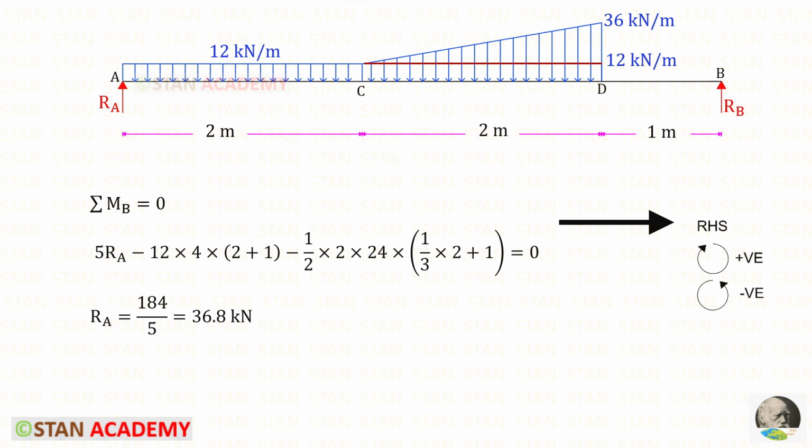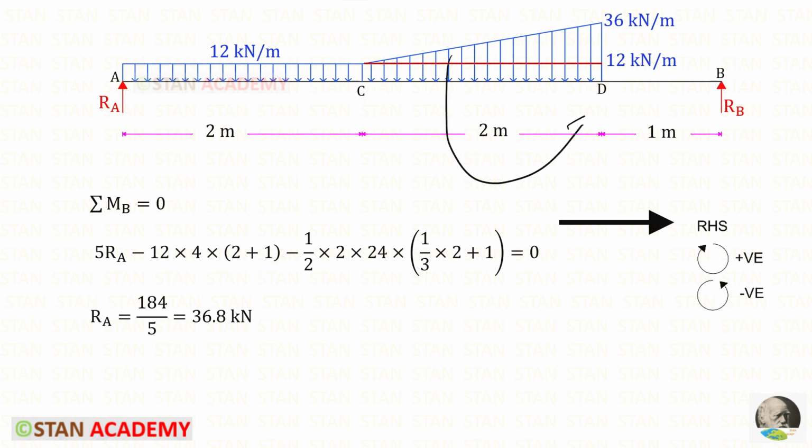The UDL is in the shape of a rectangle. The area is length into breadth. Here the length is 2 plus 2, so it will be 4, and the breadth is 12. So this is the area. We know that the centroid of a rectangle lies in the center. Here for the rectangle, the center is at point C. From the center, the distance to point D is 2, but we are taking moment about B, so we have to add the remaining distance as well, which is 1.